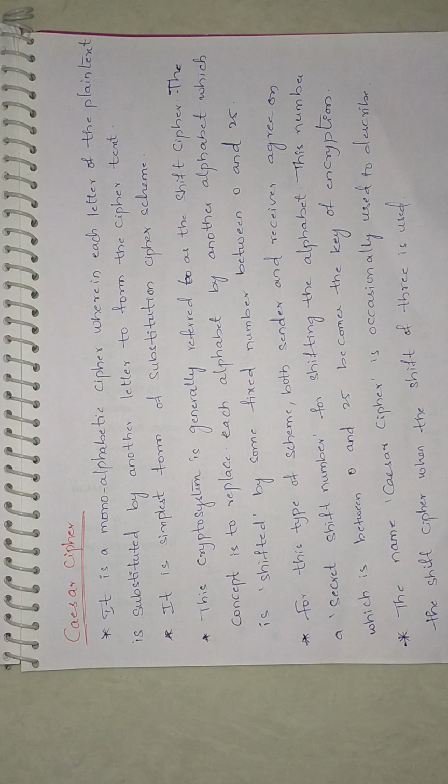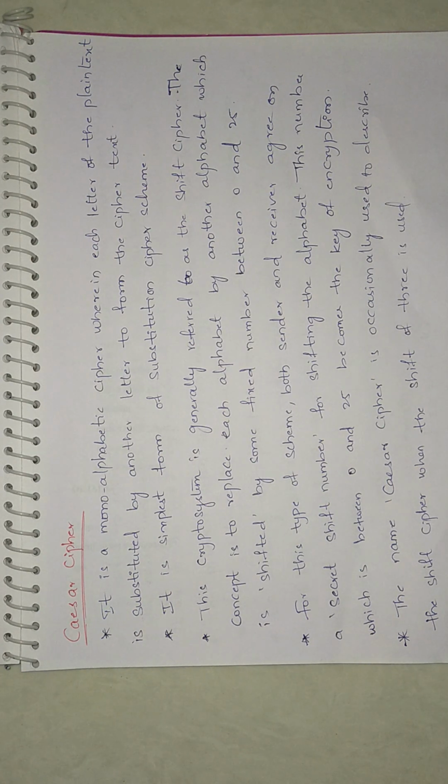This concept is completely substitution. You will be substituting the original plain text letter with some other ciphertext letter while encrypting, and while decrypting you will just do the reverse process, that is substituting the ciphertext letter with the plain text letter. So that is how the Caesar cipher will work.